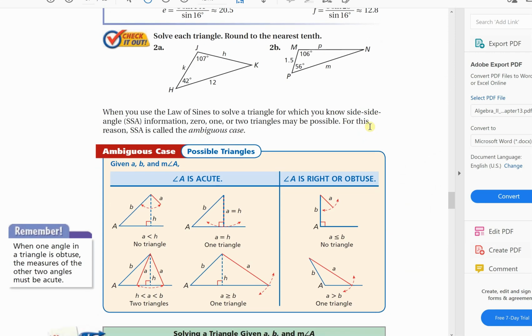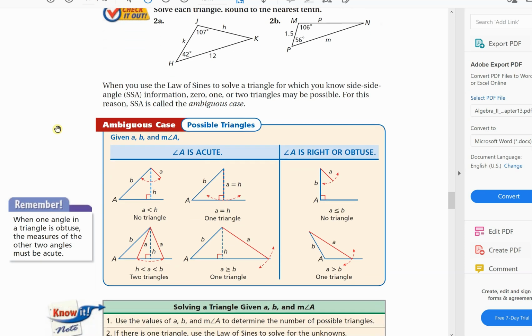When you use the law of sines to solve a triangle and you know side-side-angle, the problem is you may have one answer, you may have two answers, or you may have no answer. It all depends on that angle and the side. So if you have side A, side B, and angle A is acute, then you might have no triangle, you might have one triangle, or you might have two triangles.